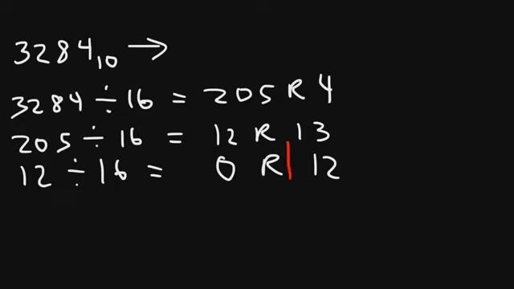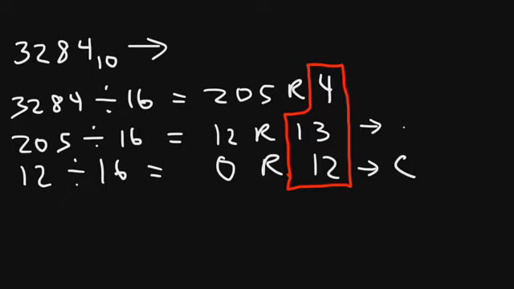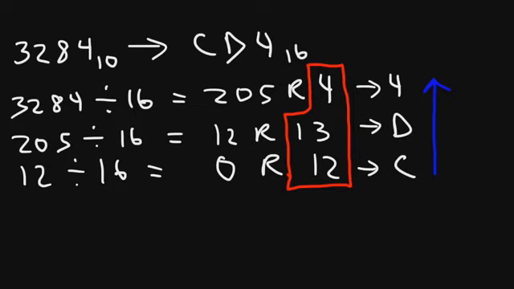So now let's focus on these numbers. Let's convert them to hexadecimal values. So 12 in the decimal system corresponds to C in the hexadecimal system, 13 corresponds to D, and 4 corresponds to 4. So we're going to read it this way, starting with C. So it's going to be C, D, 4, base 16. And so that's how you can convert a decimal number to a hexadecimal number.